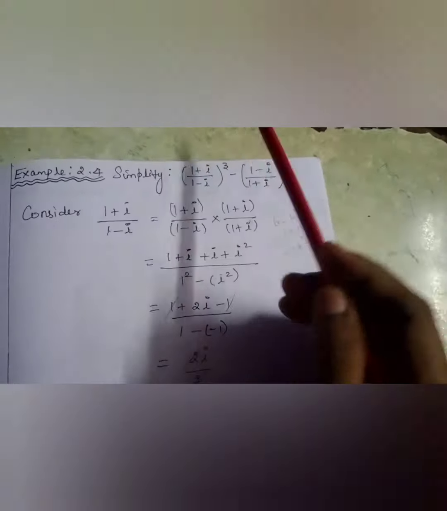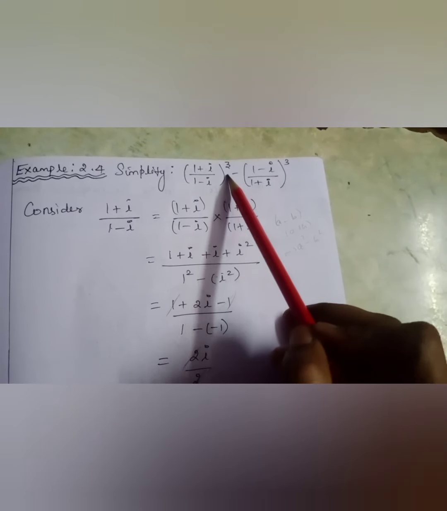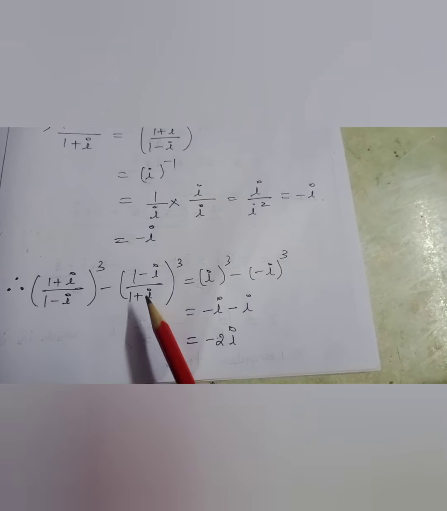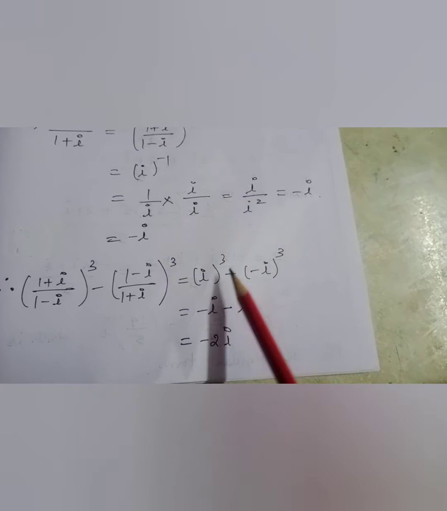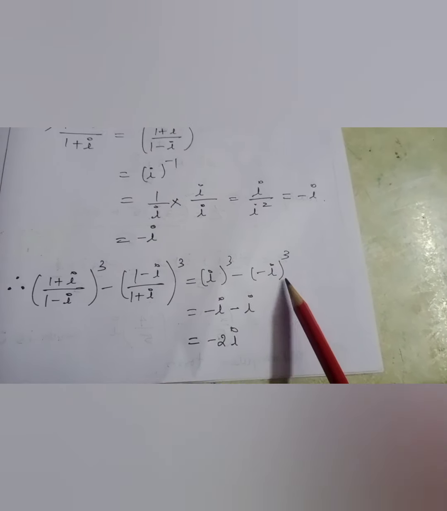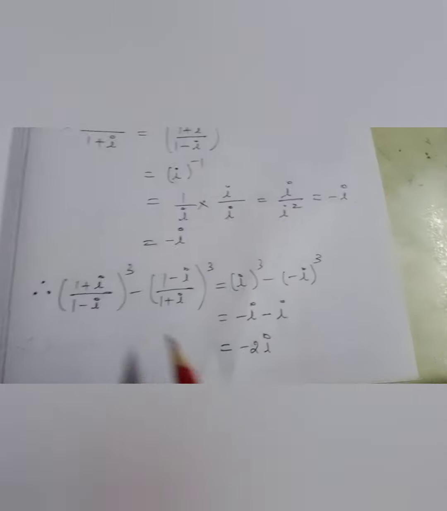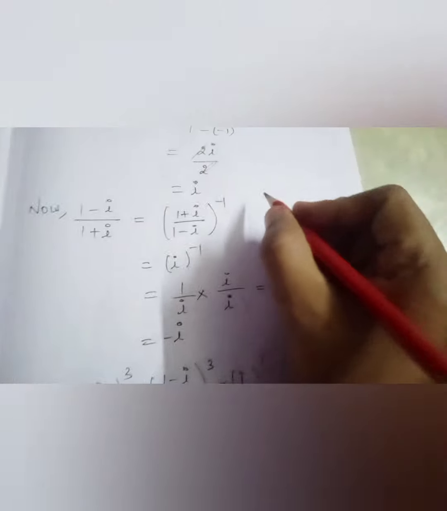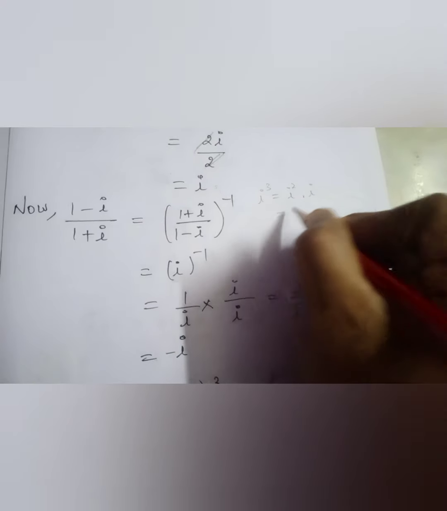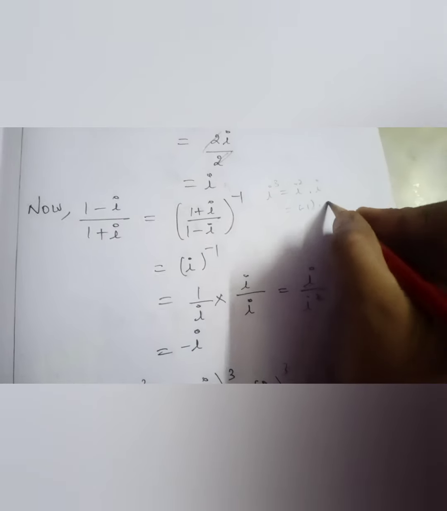Now what is the thing we have to get? That is ((1 + i)/(1 - i)) whole cube minus ((1 - i)/(1 + i)) whole cube. So we will substitute: for this expression we got i, and for this expression we got -i. So i cubed. What is i cubed? I'll write it here. I cubed, I can write as i squared into i. What is i squared? -1 into i, which is nothing but -i, right?